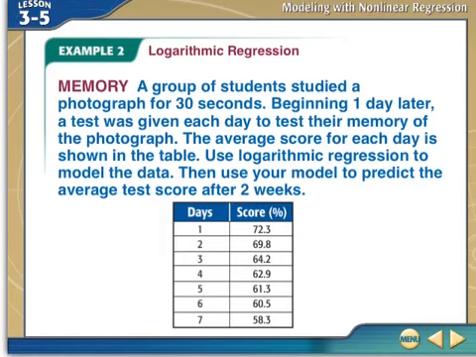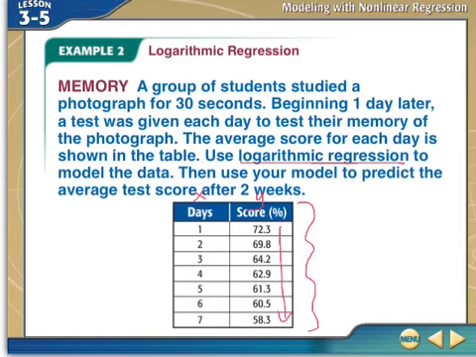So we're asked in this question to use logarithmic regression. So we know that this data is approximately logarithmic or models a logarithmic equation. We have two variables, days and score. X is the number of days, Y is the score, which is the percentage of the photograph that they remember after X days. You can see that the percentage goes down, that over time, or over the number of days, the percentage of memory that they have about the photograph is decreasing.